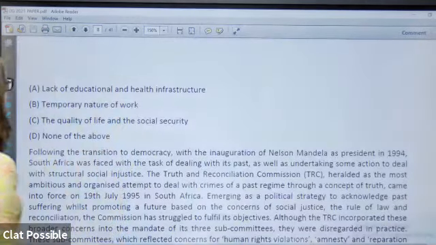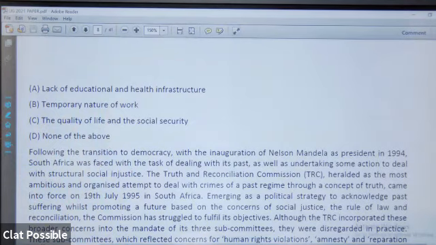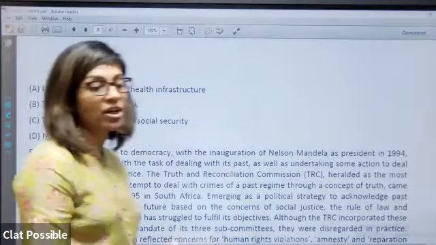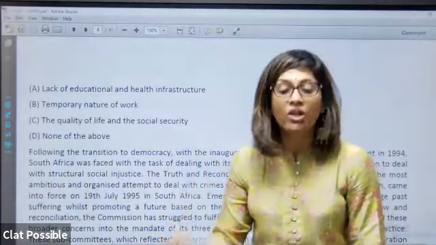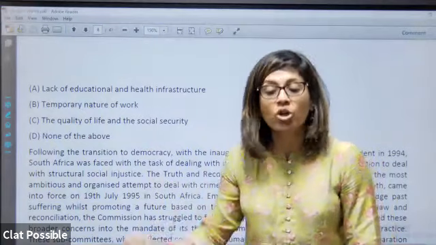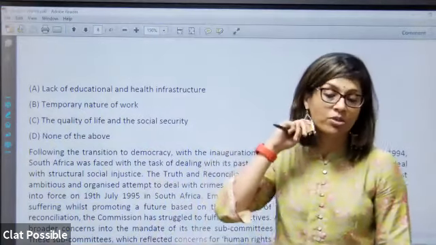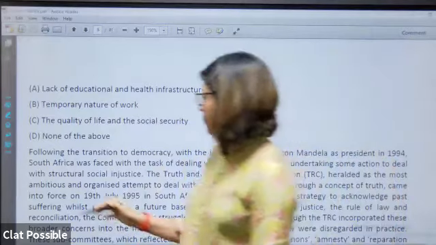The concern is basically the fact that the nature of the job is temporary. The concern here is not lack of education and infrastructure. No, that's not a concern. The authors only ask the government to be particular about it. The concern is basically that these employees feel insecure because they are not in full-time jobs. So they have to be made less insecure. So the answer will be option B.